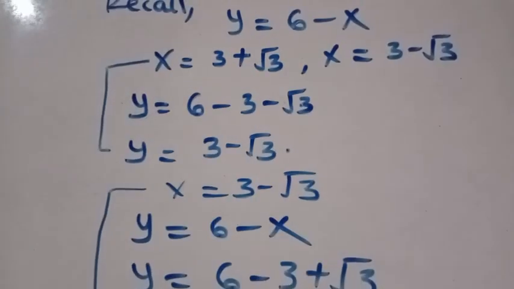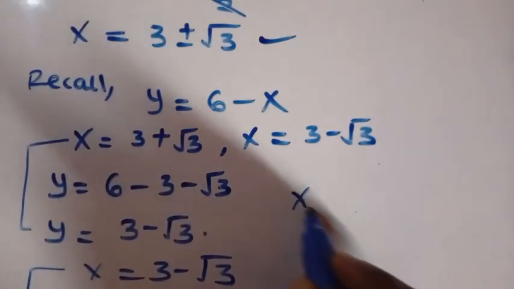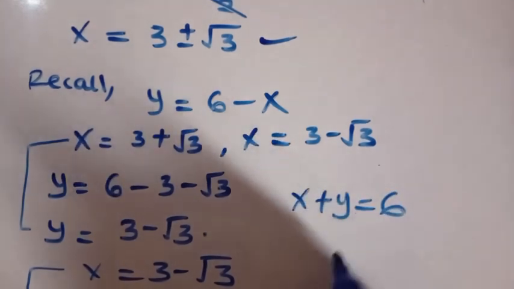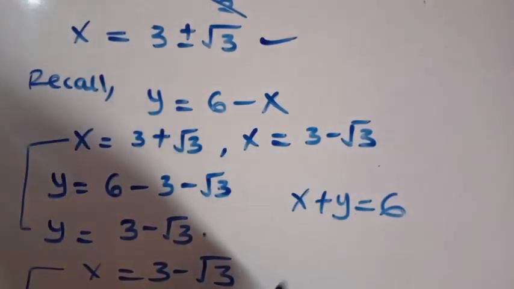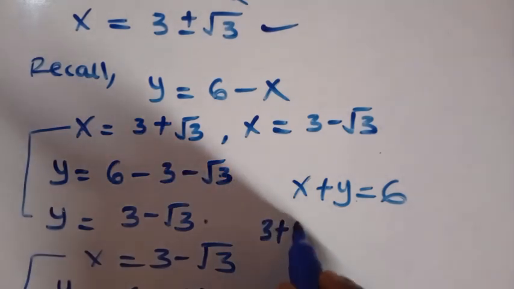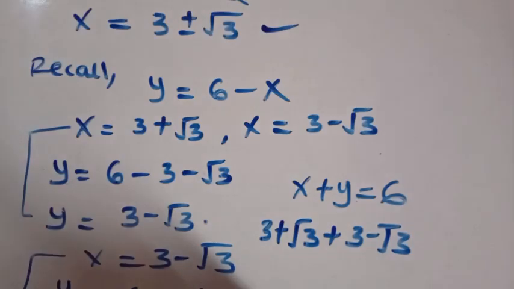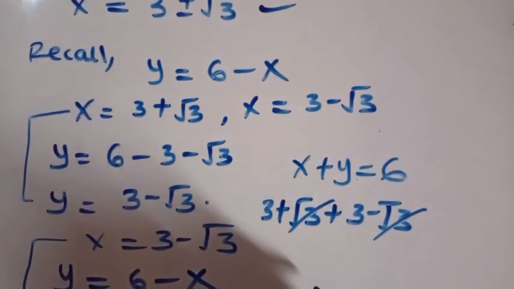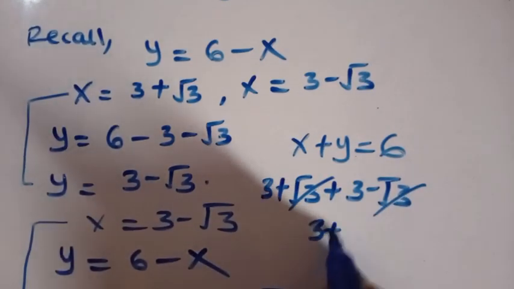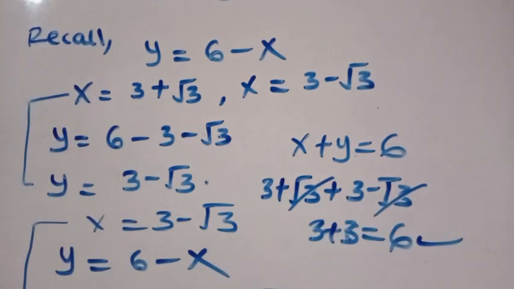So we can try and verify this problem. So let's say from x plus y equals 6. So having this, what we are going to do is replace the x and y. So suppose I take this and this only. We have 3 plus square root of 3 plus 3 minus square root of 3. So this and this cancel. Then we have 3 plus 3, we have it as 6. So 6 is the answer to this problem.